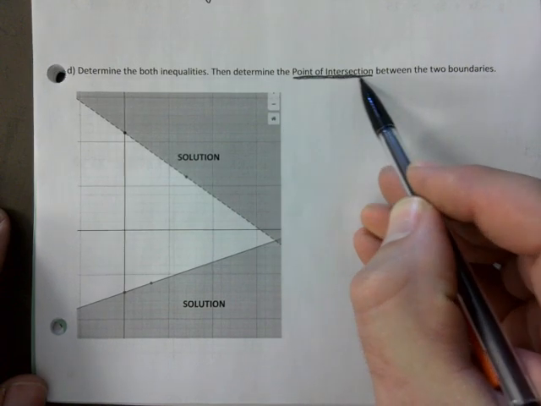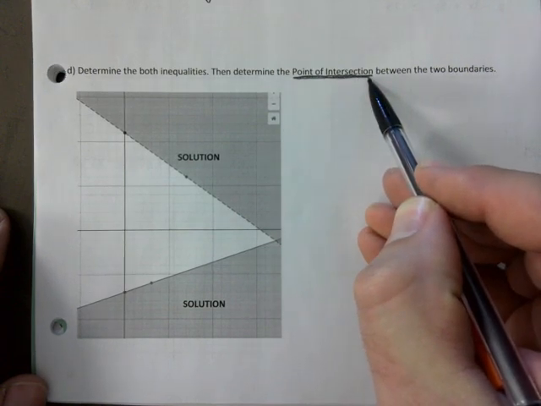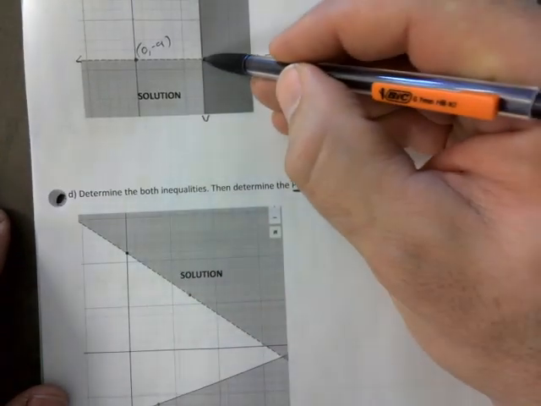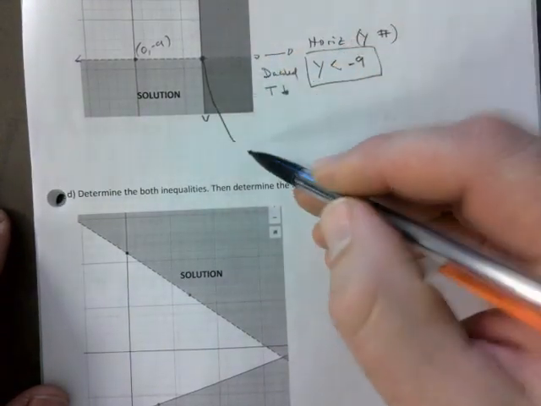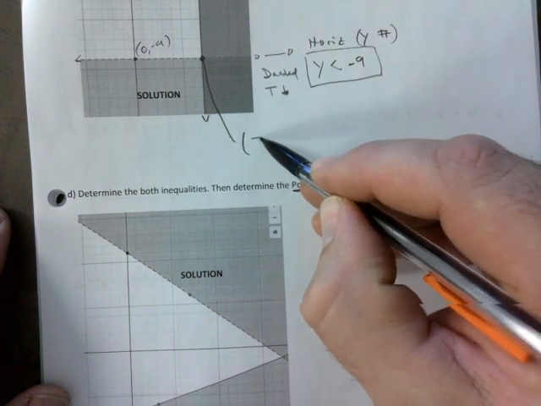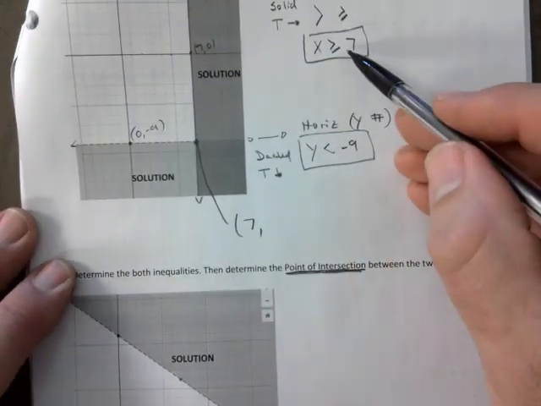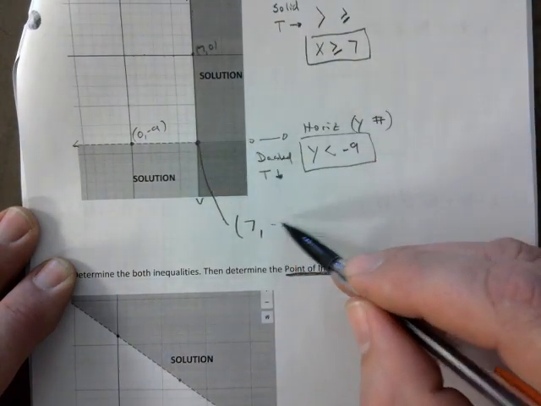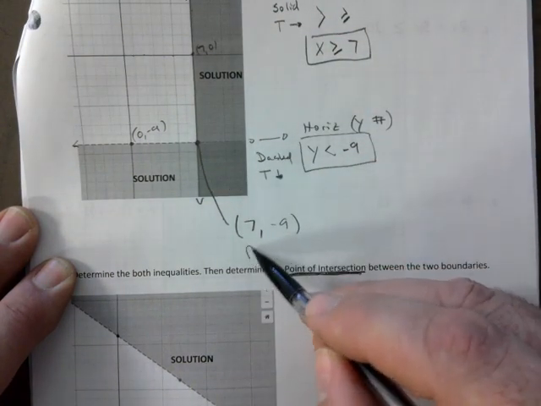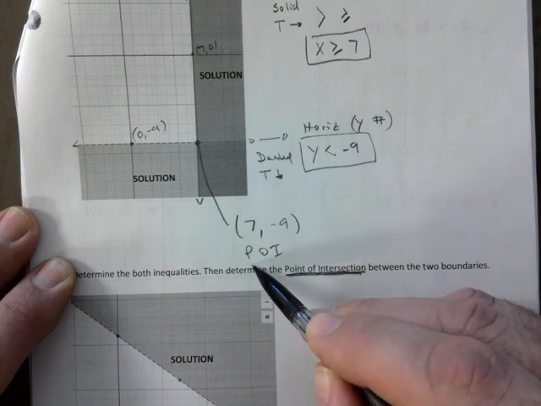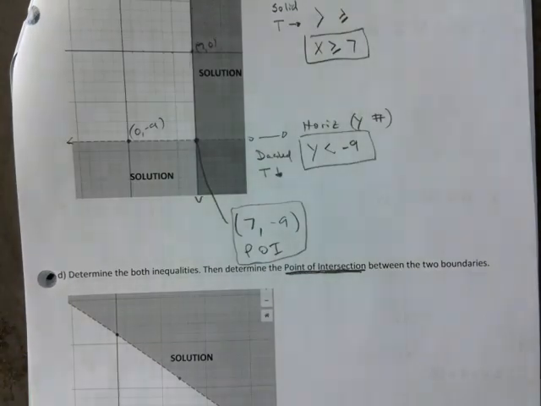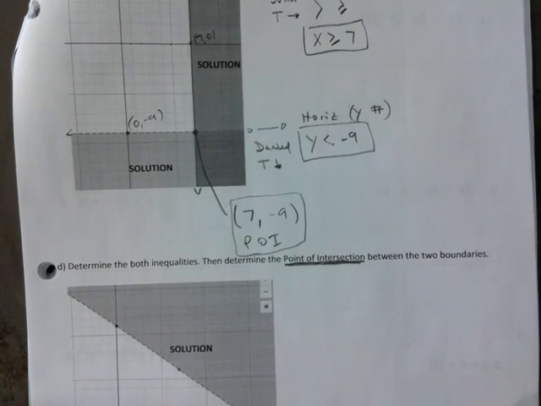The POI, I want to focus on that quite a bit. What's the POI up here? It's very easy. This point right here. It is 7, -9. This is the line x equals 7 and y equals -9. And this is what we call the point of intersection. That's going to become very important to us. Where the boundary lines meet is going to be important to us.